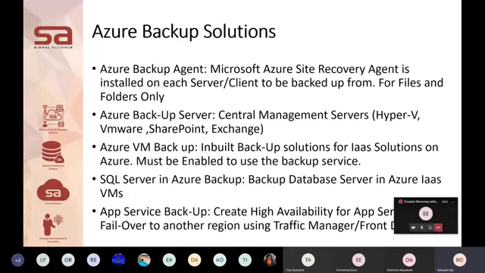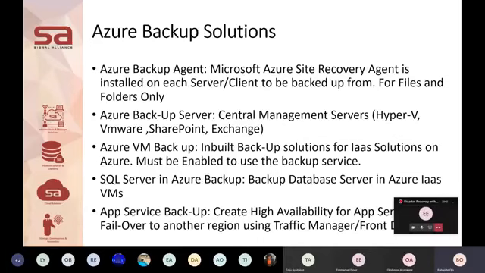You'd also have Azure Backup Server, which in this case, you want to actually back up the infrastructure itself, that is the server and the application running on those servers. You want to recover them and fail them over onto Azure.